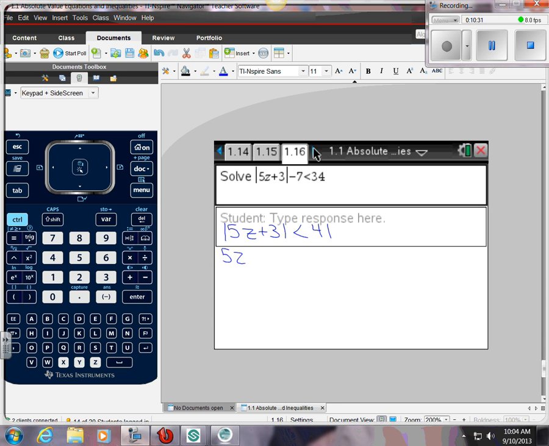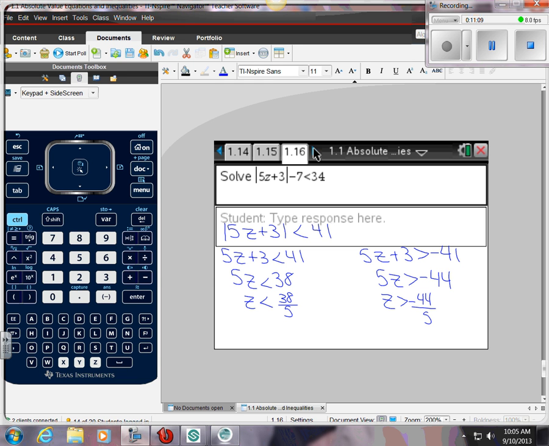Good. 2 inequalities. 5z plus 3 is less than 41. 5z plus 3 is greater than negative 41. Great. 5z is less than 38, 5z is greater than negative 44. Watch your signs there. Okay. Now what? Great. Z is less than 38 fifths. We're dividing by 5. Z is greater than negative 44 fifths.